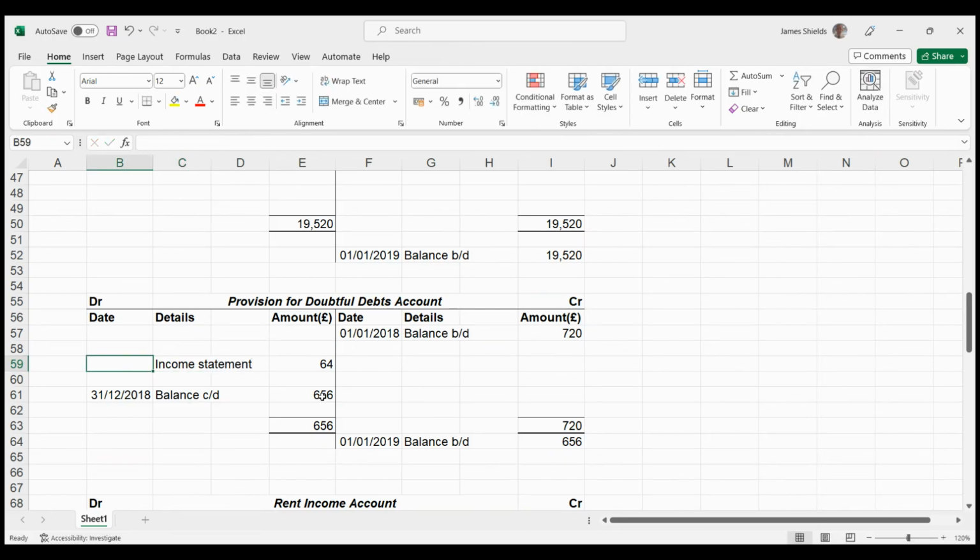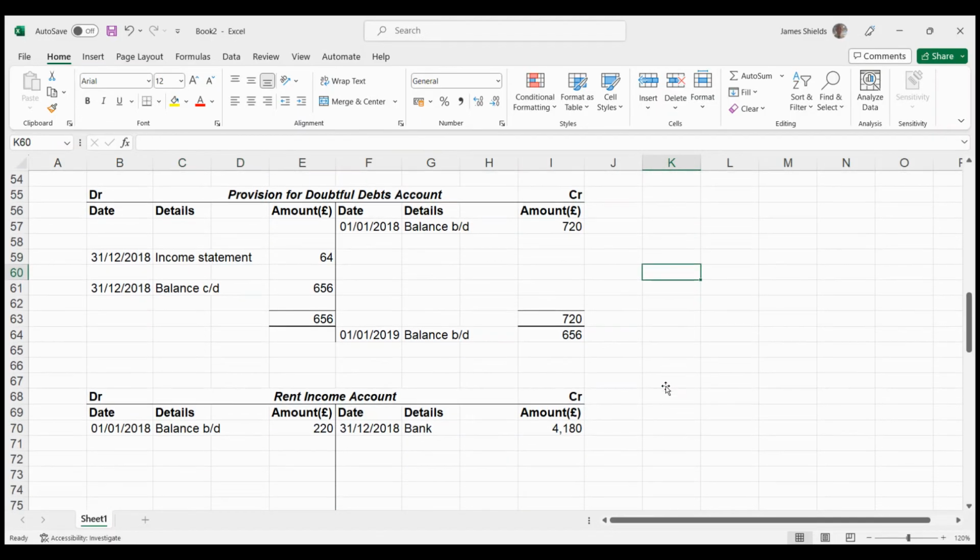That's the end of the year. So what's actually happened here, the provision last year was £720, it's now gone down to £656. So that would actually go in your income statement underneath the gross profit and in other income, because there's been a reduction in the provision for doubtful debts. So that's your provision for doubtful debts account.